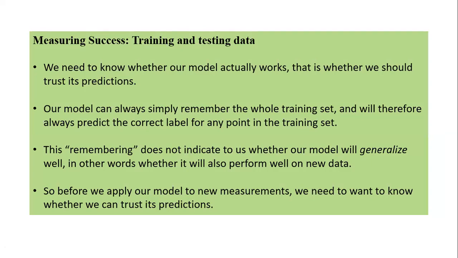Training and testing. We need to know whether our model actually works, that is, whether we should trust its prediction. Our model can always simply remember the whole training set and will therefore always predict the correct label for any point in the training set. So when we train our model, it will perform very well on the trained data because the model already knows what is in the training set. We have shown our data to our model, so it will obviously perform well.